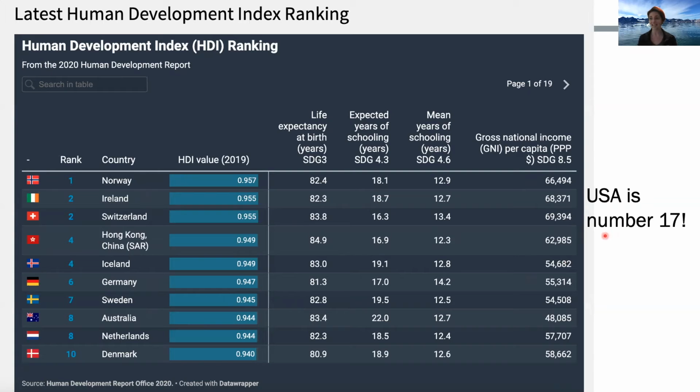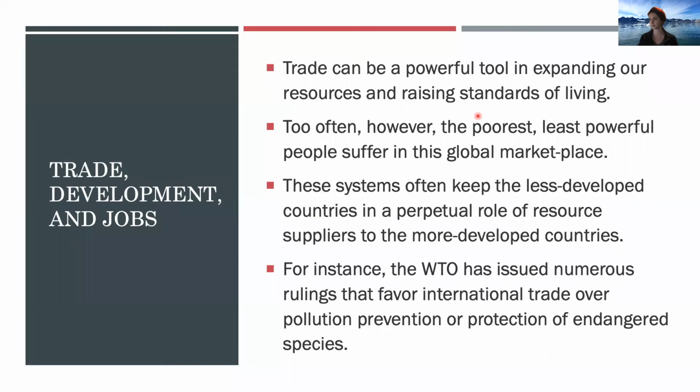Again, this index takes into account life expectancy, expected years of schooling, mean years of schooling, gross national income per capita, and those gender parity issues. We have trade, development, and jobs all being massive considerations that we must make in our cost benefit analyses.